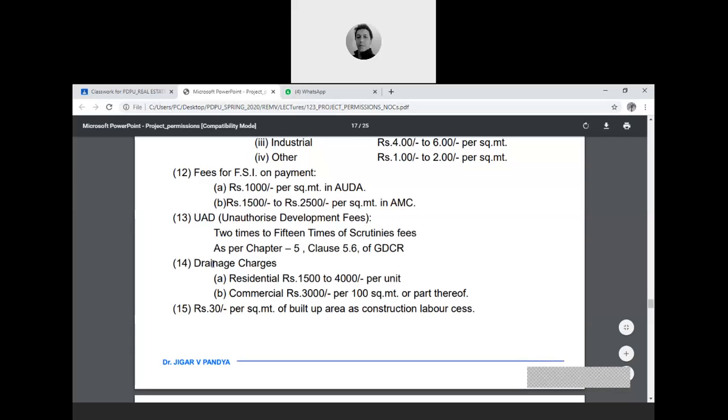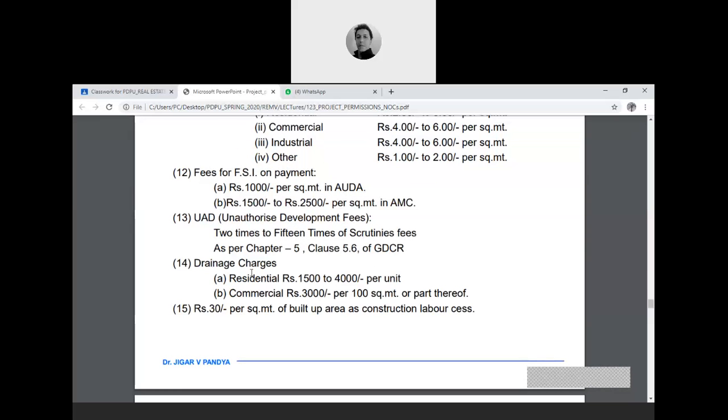Then there are separate drainage charges, because usually you have the drainage connection that goes from your site to the urban drainage sewer line. And so for that connection, you need to pay a separate fee. And again, that fee is different for residential and commercial.